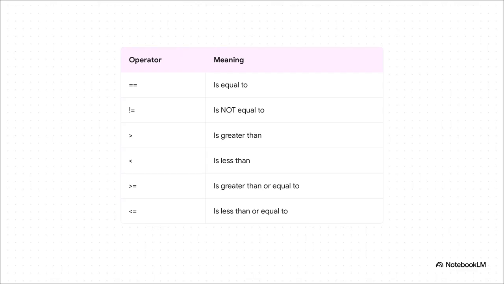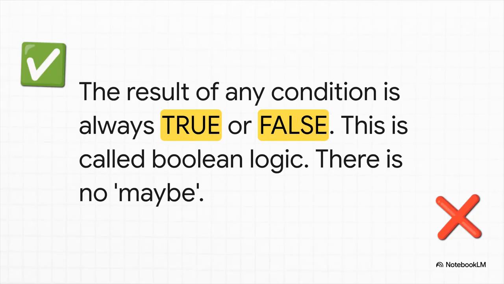So how do we even build those conditions? We use these things, relational operators. This is basically the language we use to ask questions about how two values relate to each other. Is this number equal to that one? Is this one bigger? You get the idea. And here's the absolute key to all of this. No matter how complicated the question is that you're asking, the computer's answer always boils down to just one of two words, true or false. There's no maybe, there's no kinda. This is called Boolean logic, and it's what gives a computer its absolute, rock-solid certainty.